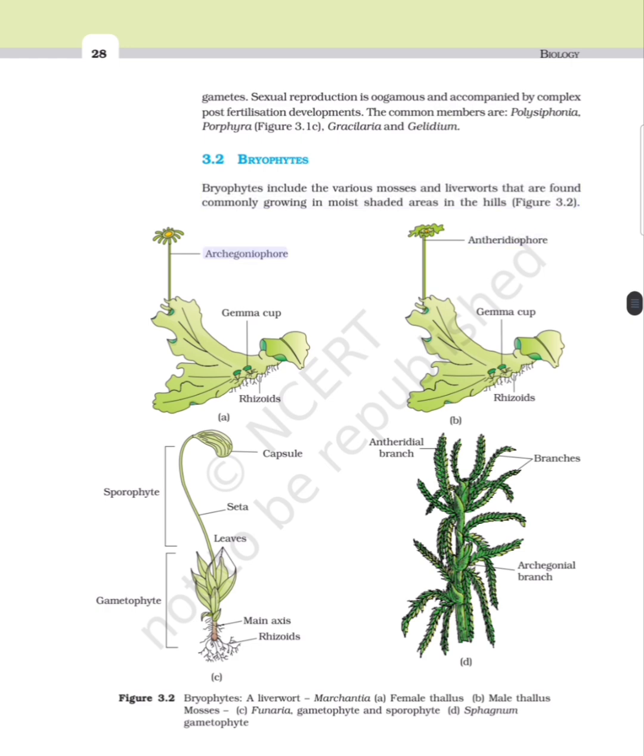Antheridiophore, archegoniophore, gemma cup, rhizoids, capsule, antheridial branches, sporophyte, seta, leaves, archegonial branch, gametophyte, main axis, rhizoids. Figure 3.2 Bryophytes: a liverwort, Marchantia, a female thallus, b male thallus. Mosses: c Funaria, gametophyte and sporophyte, d Sphagnum gametophyte.